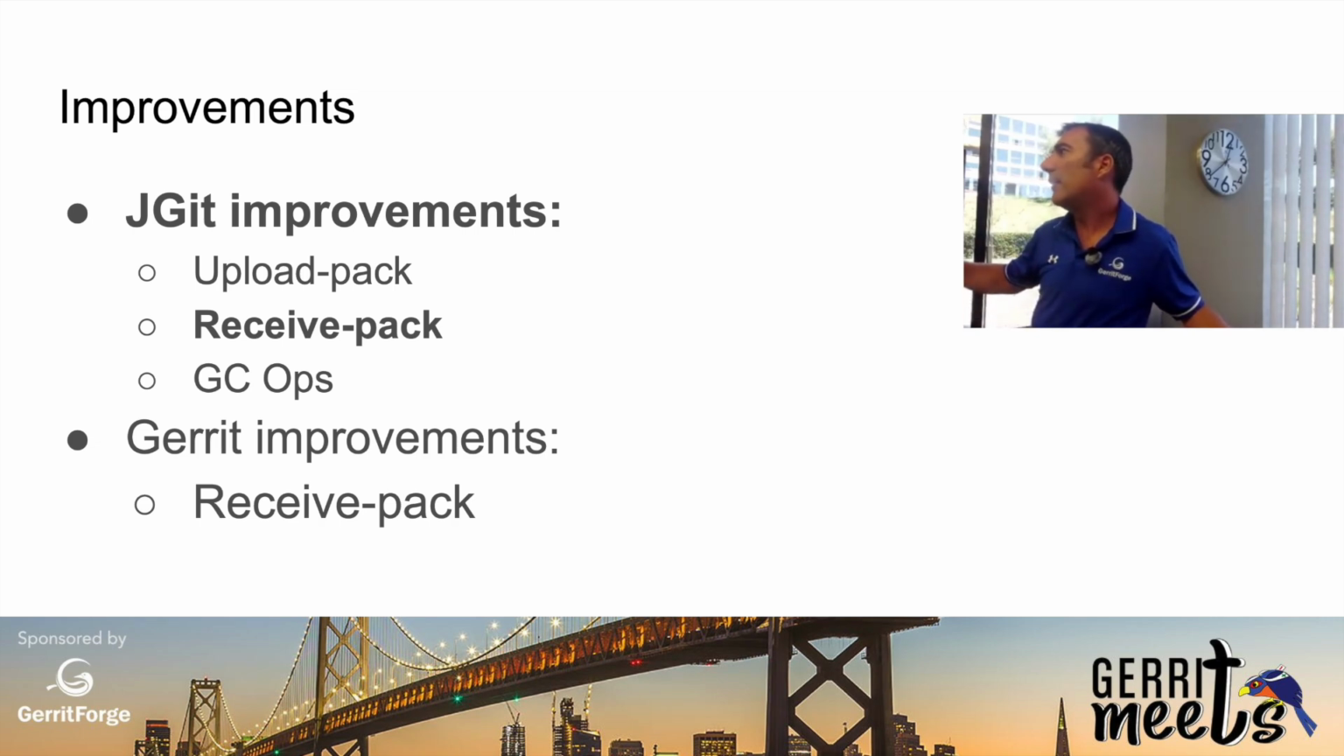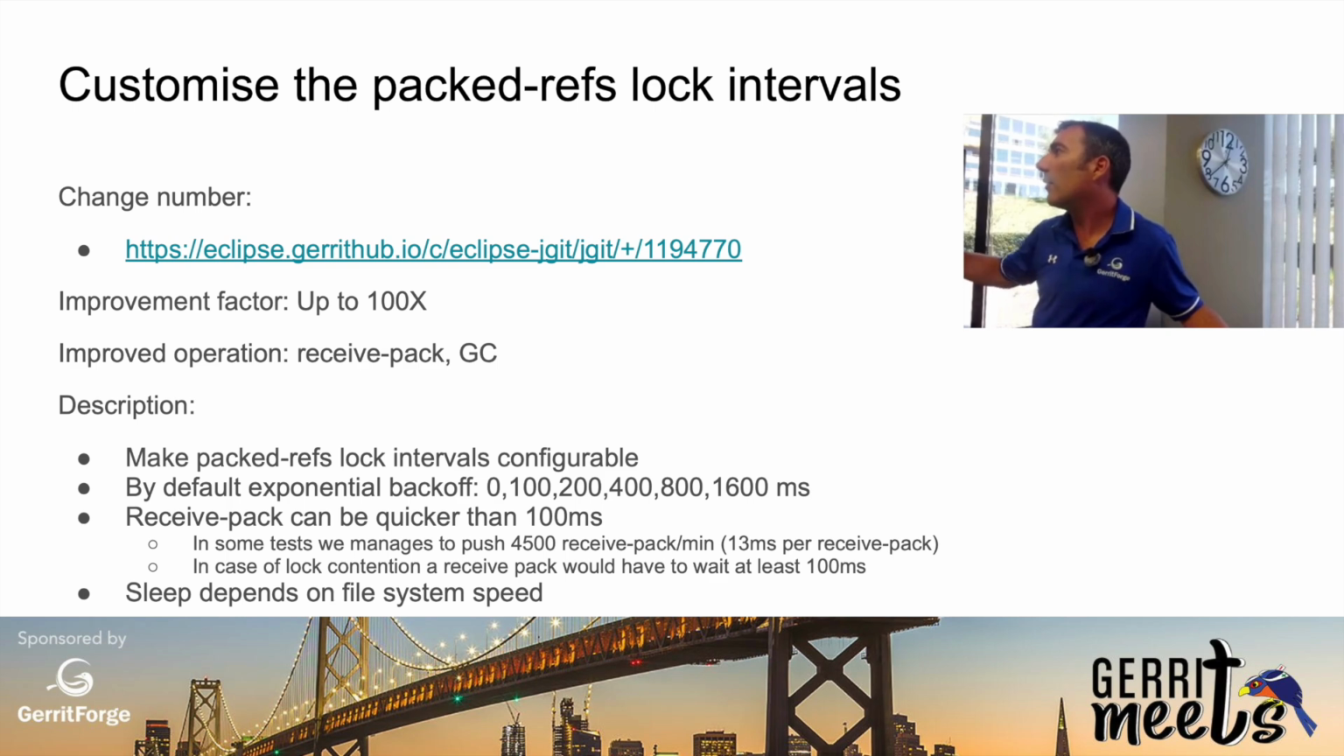And what this change does is basically allow you to customize the pack ref lock intervals. What the hell is that? I don't know if you guys are familiar with the packref file, but it's a file that you will find in your .git repository, and it is basically a mapping between a reference and the object that the reference is pointing to. Now, this file is updated every time you write on Git, which means every time you do a GC, but also every time you have a receive pack.